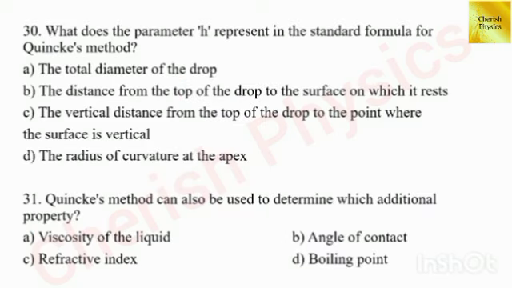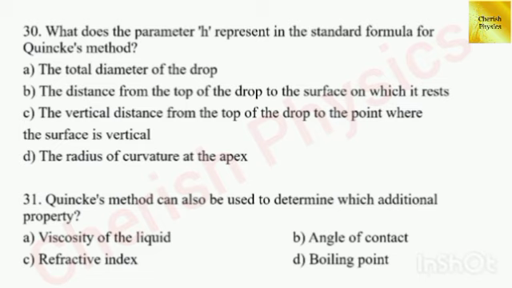30th question. What does the parameter H represent in the standard formula for Quincke's method? The answer is option C, the vertical distance from the top of the drop to the point where the surface is vertical. 31st question. Quincke's method can also be used to determine which additional property? The answer is option B, angle of contact.